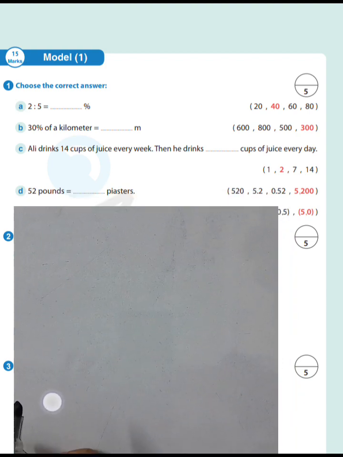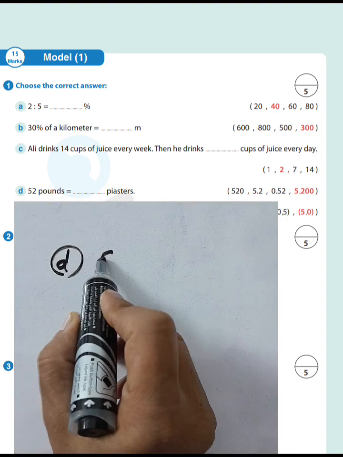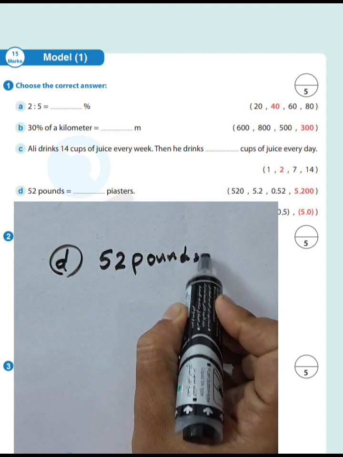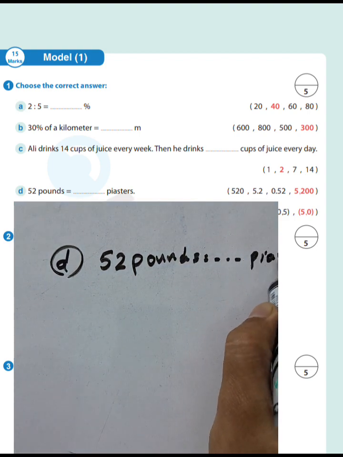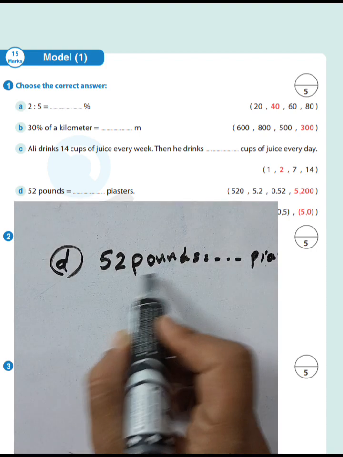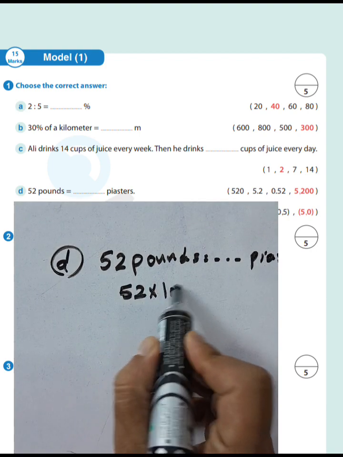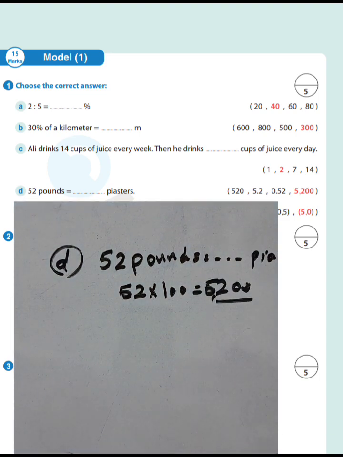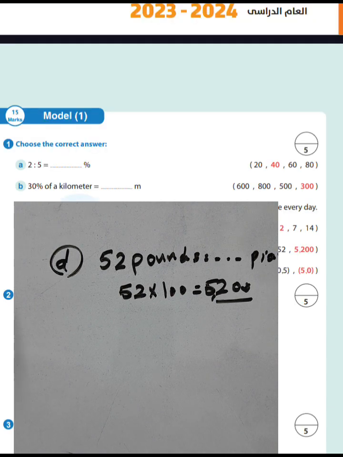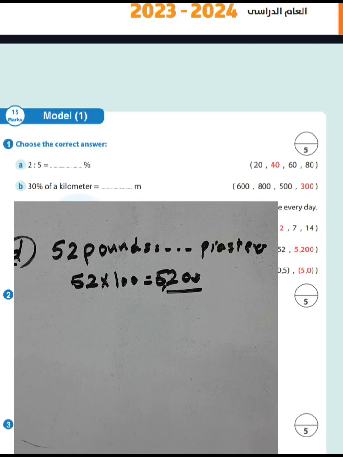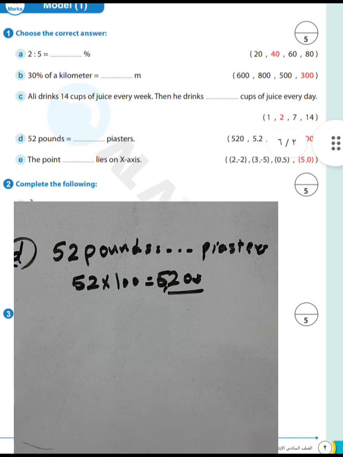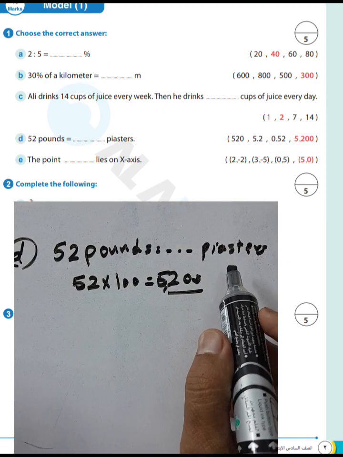Question letter D, 52 pounds equals space piastres. To convert from pounds to piastres, you must multiply by 100. Then the result will be 52 times 100 equals 5,200 piastres. The result will be 5,200 piastres. Multiply by 100 because 1 pound equals 100 piastres.